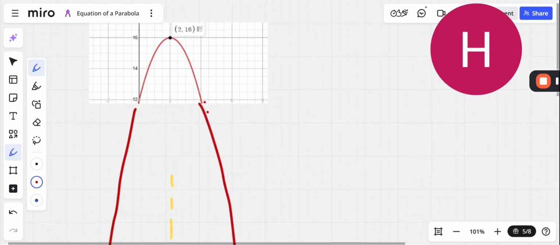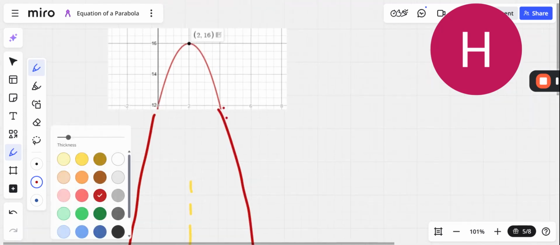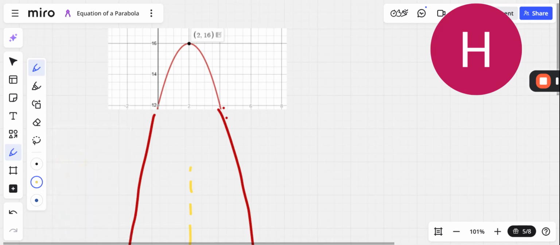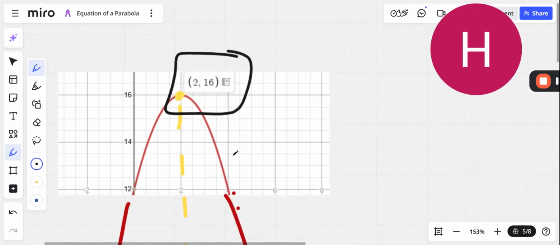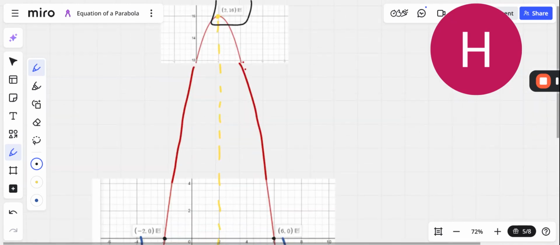Yeah, here we are. Okay, here is the axis of symmetry going all the way up. It's going to hit the vertex at this location, 2, 16. So that tells us how high the parabola will go.